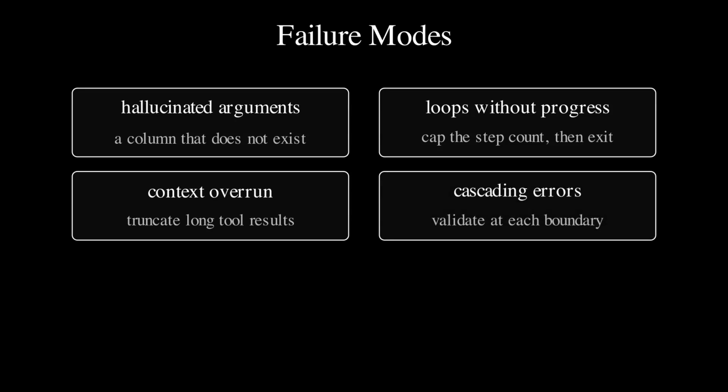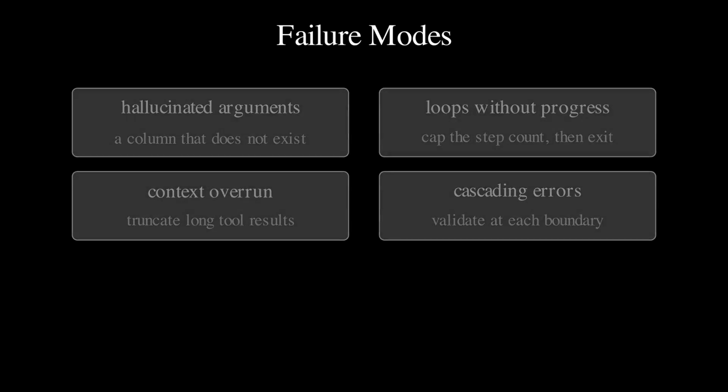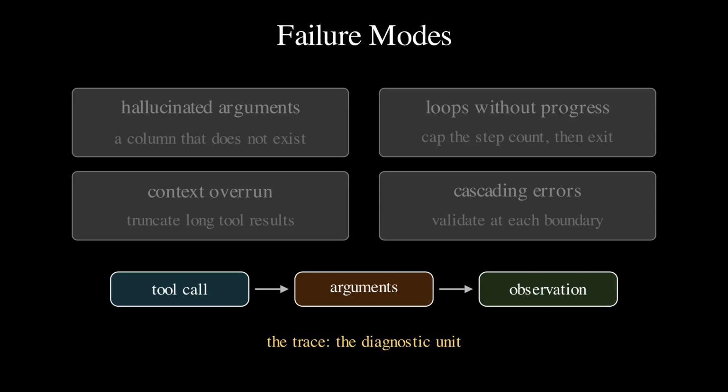Four, cascading errors. A mistake in an early step propagates silently. Fit on the wrong data, score that data, select it as best, and the score is meaningless. Validate at each tool boundary, check for known failure conditions, and inspect intermediate outputs, not just the final one. When a run misbehaves, the diagnostic unit is the trace, the logged sequence of tool call, arguments, observation. Walking it localizes the fault, not the final output.